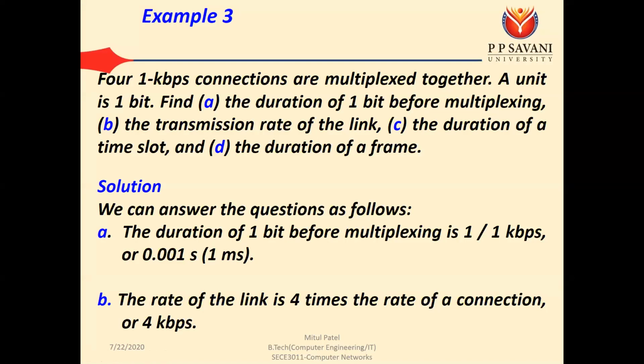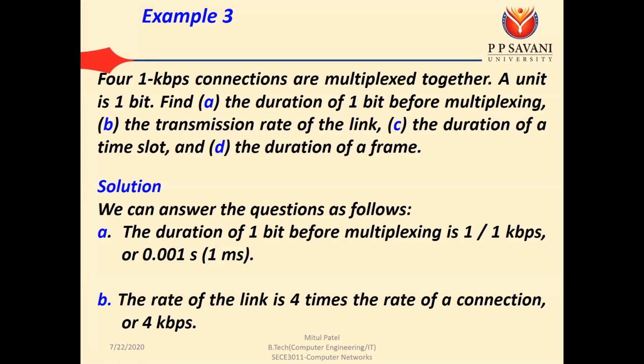4 kbps, 1 kbps connections are multiplexed together. A unit is 1 bit. Find the duration of 1 bit before multiplexing, the transmission rate of the link, the duration of a time slot, and the duration of a frame. So the duration of 1 bit before multiplexing, that is our input time slot duration, the inverse of our input data rate. 1 kbps નું inverse કેટલું થાય આપણું? So we can say that 0.001 second or 1 millisecond.